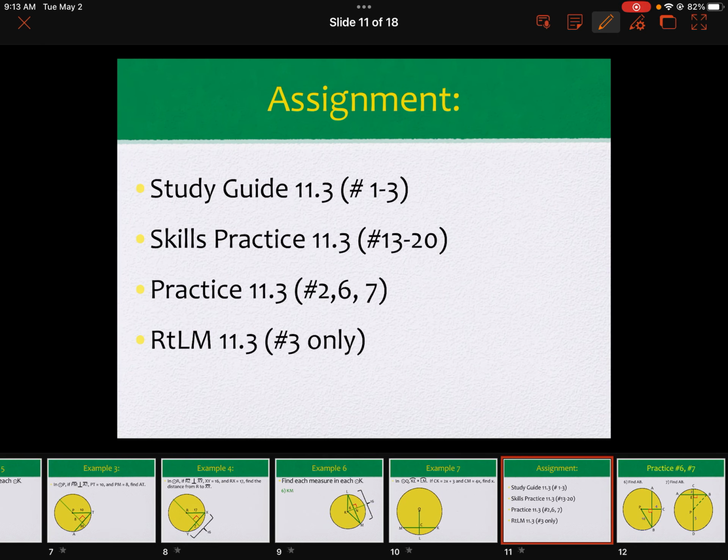Okay, our assignment for this section, we're going to be jumping around. We're going to do the whole packet, but we're just doing certain numbers from the packet. Okay, so you're not doing all of them. Maybe pause this, circle the numbers you have to do on your packet.